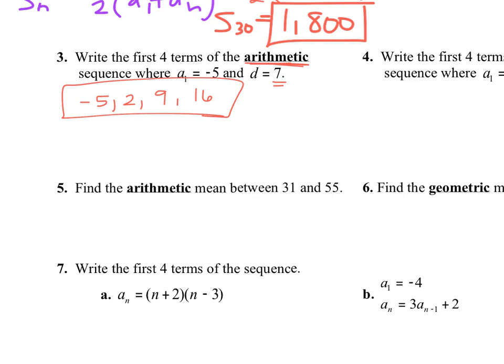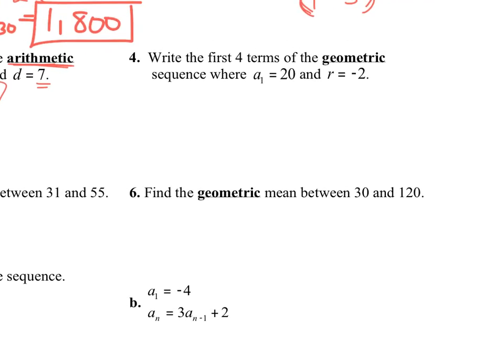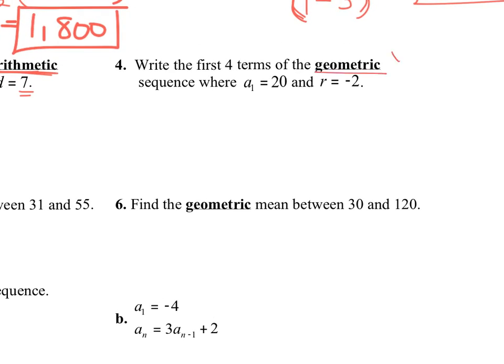Arithmetic, adding. Number 4, write the first 4 terms of the geometric sequence. Geometric, you're multiplying. So a sub 1 is 20, and then your common ratio is -2. So times -2 would be -40. Times -2 again would be a positive 80. And times -2 again would be -160.